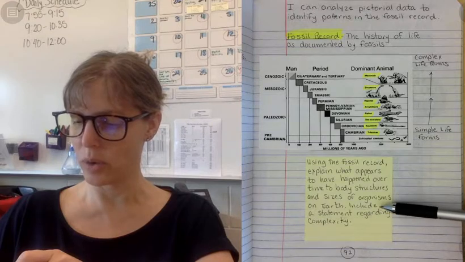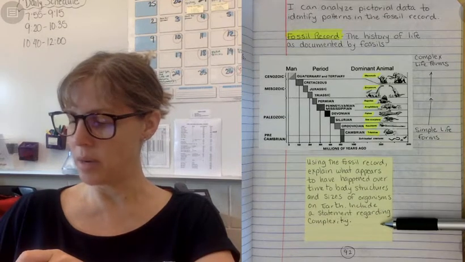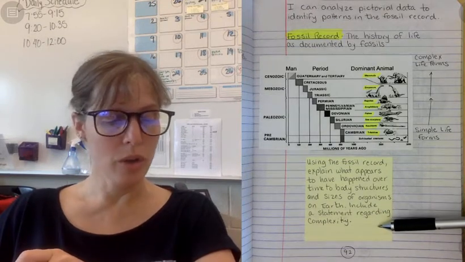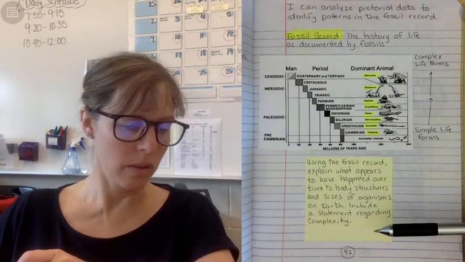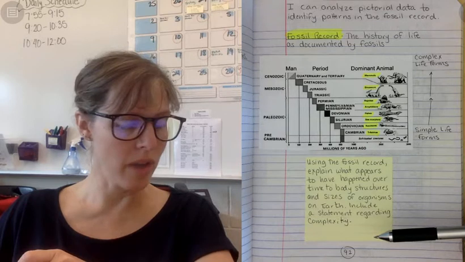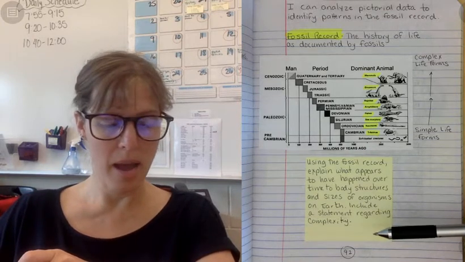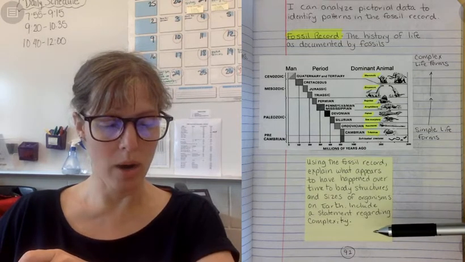I asked you, using the fossil record, to explain what appears to have happened over time to body structures and sizes of organisms on Earth. Include a statement regarding complexity. So what you should have written, or similarly written to address that, was the fossil record shows that as time passes, organisms have become more complex.